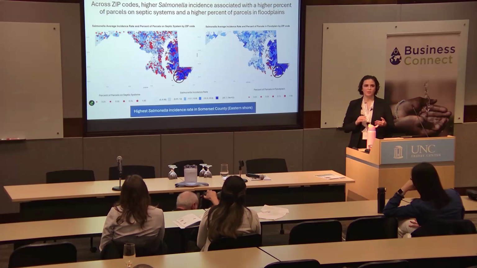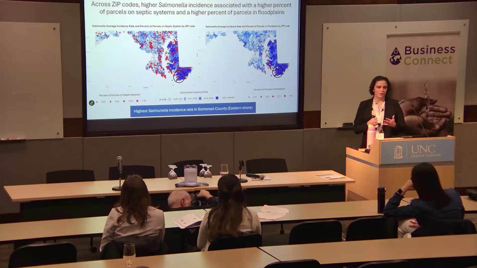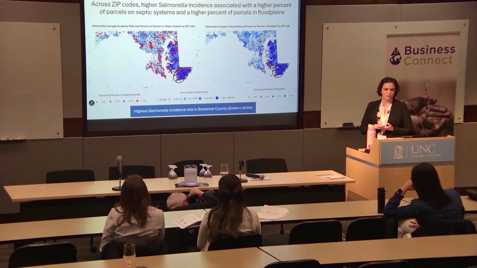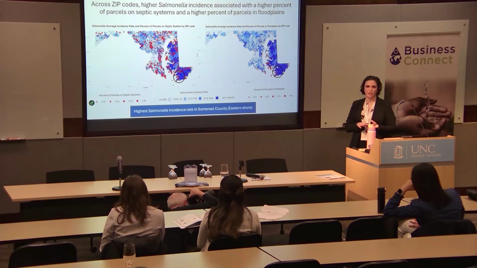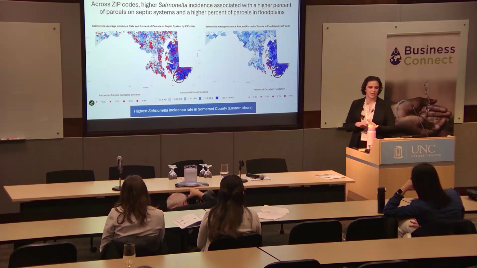I then ran a multivariate negative binomial model using those significant factors from the univariate models, and I did a manual backward selection for that. I found that across zip codes, higher Salmonella incidence was associated with a higher percent of parcels on septic systems and a higher percent of parcels in floodplains. So an increase in septic systems and an increase in floodplain was showing a significant increase in Salmonella incidence.